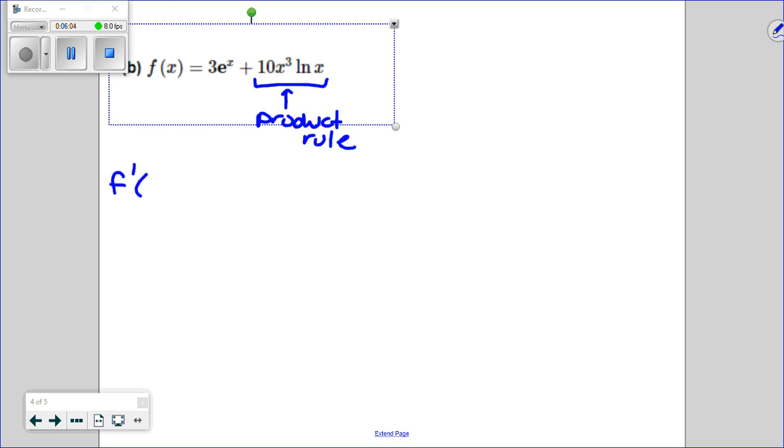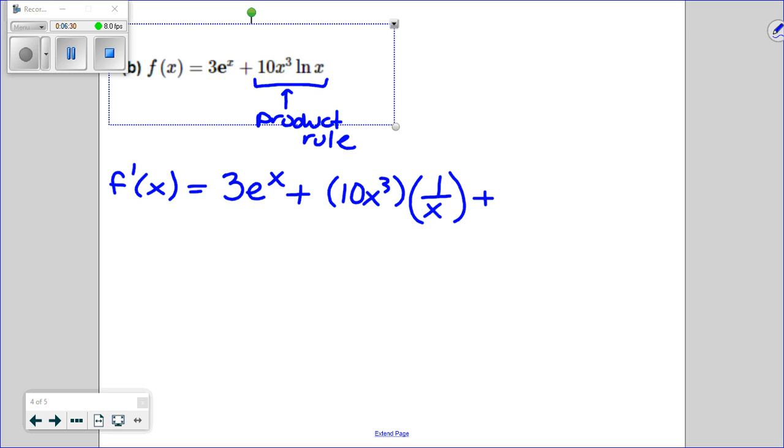Okay, so f prime, we're going to start by finding the derivative of 3e to the x, which, because 3 is a constant multiple, we can bring it down and multiply it times the derivative of e to the x, which is e to the x. Plus, and now we're going to have to use product rule. So we'll have first times derivative of the second, derivative of natural log of x is 1 over x, plus second times derivative of the first, which is power rule, which is just 30x squared.